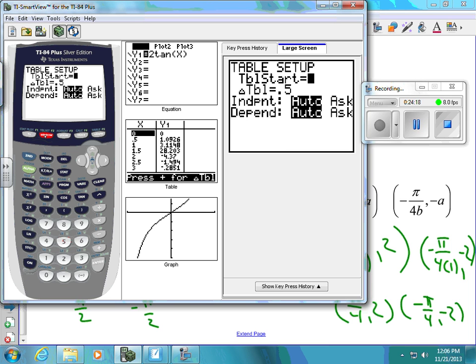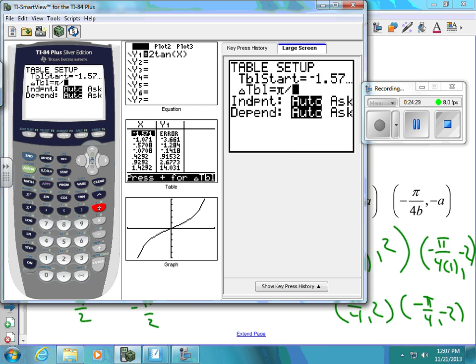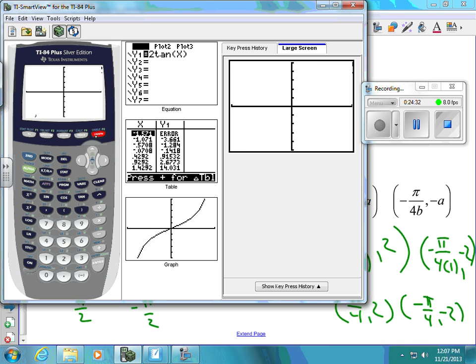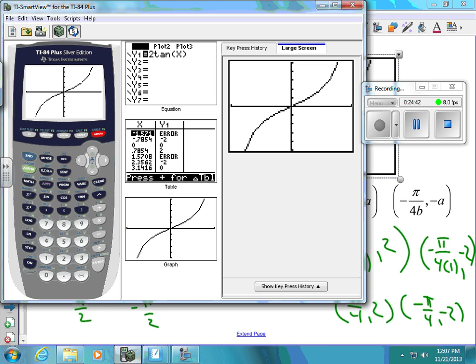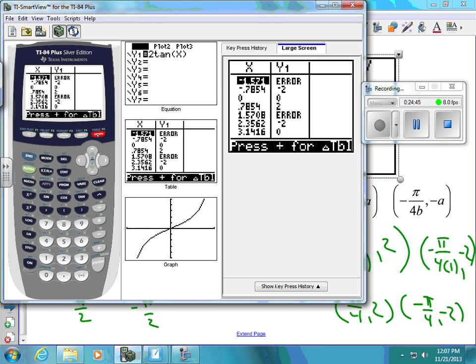For the second window, we're going to start at negative pi divided by 2, and we'll make our intervals go by pi over 4. So first, let's graph it. Let's see what we get. This looks similar to what we have here. And if we go to the table, if we really want to use our table for the graphs, look at it: it says error at negative pi over 2 and positive pi over 2. It gives us our halfway points as well. It says error because those are asymptote lines. They're not part of the graph.